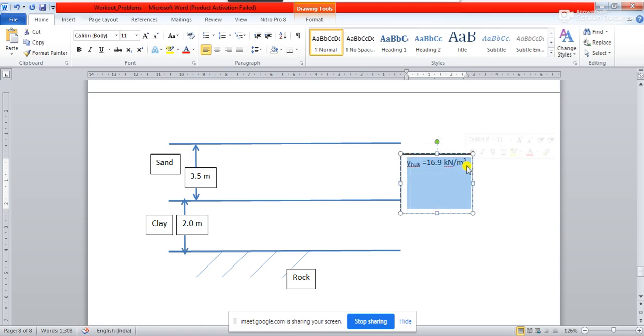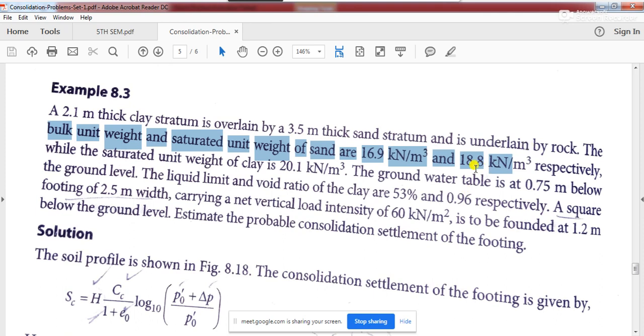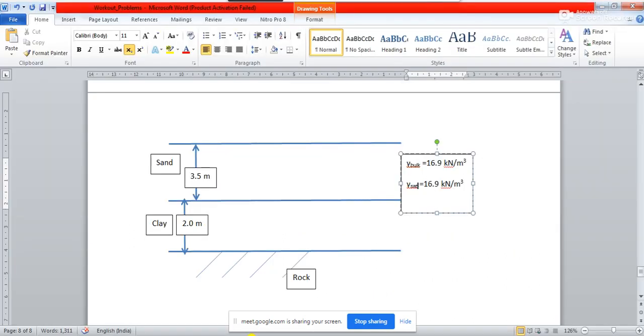the gamma saturated, right? So this is gamma sat. Gamma saturated is given as 18.8 kilonewton per meter cube. So it is given as 18.8 kilonewton per meter cube. Is it okay? Everyone can see it?